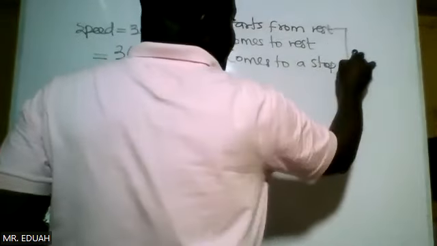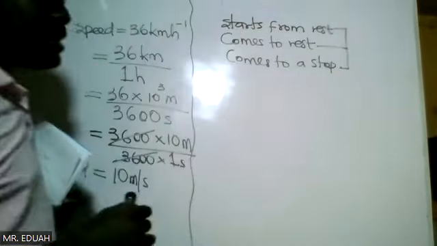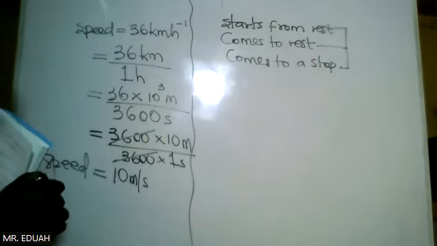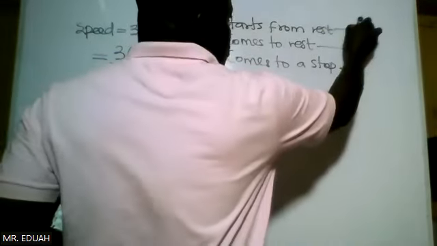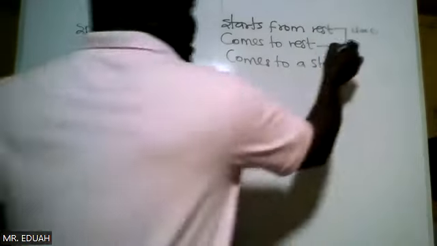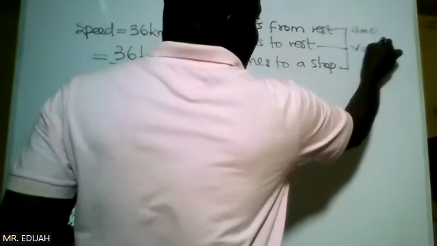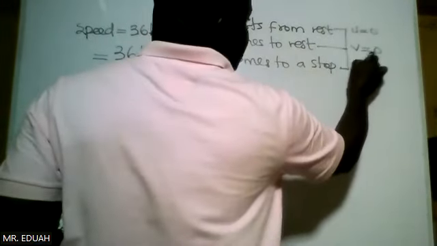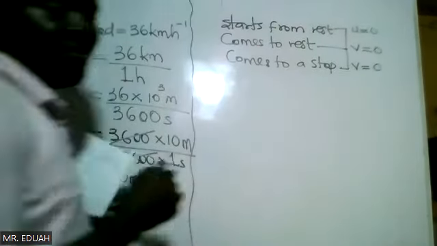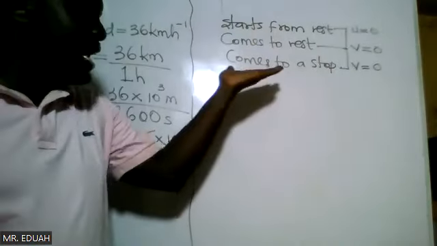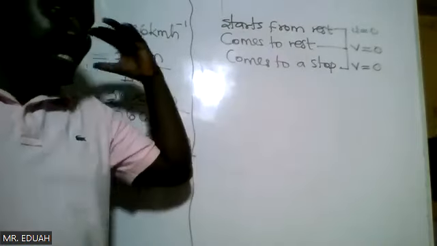These are phrases that mean that the initial and the final velocity is zero. If you are told a car or a body starts from rest, it means the initial velocity u is equal to zero. Comes to a stop, it means the final velocity v is zero. Comes to rest, comes to a stop. These are all phrases which suggest that the final velocity is zero. So in linear motion, please pay attention to these phrases. That is the meaning of them.